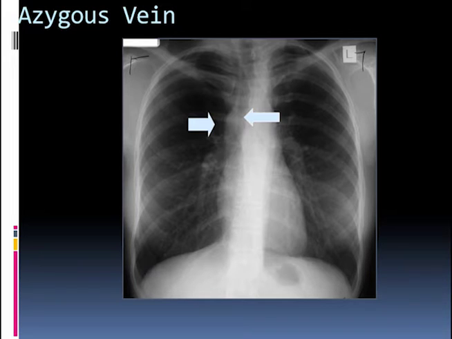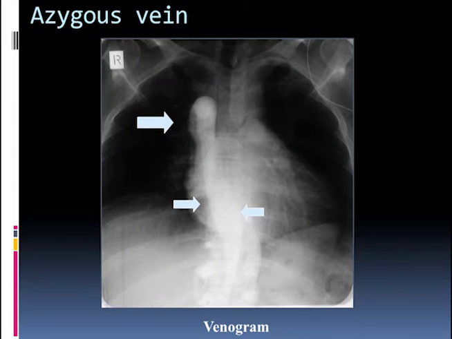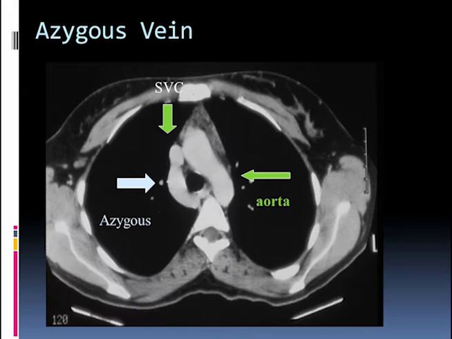This azygous vein sometimes, and here we can see the course of the azygous vein, which is enlarged in this case, as it comes up, crosses the spine, and comes behind the trachea. At the level of the mainstem bronchus, it crosses and joins the superior vena cava. And that's how the blood gets back to the heart. So here we've got a picture. We've got the aorta. We've got the azygous vein, which comes up, goes over the right mainstem bronchus to enter the superior vena cava.